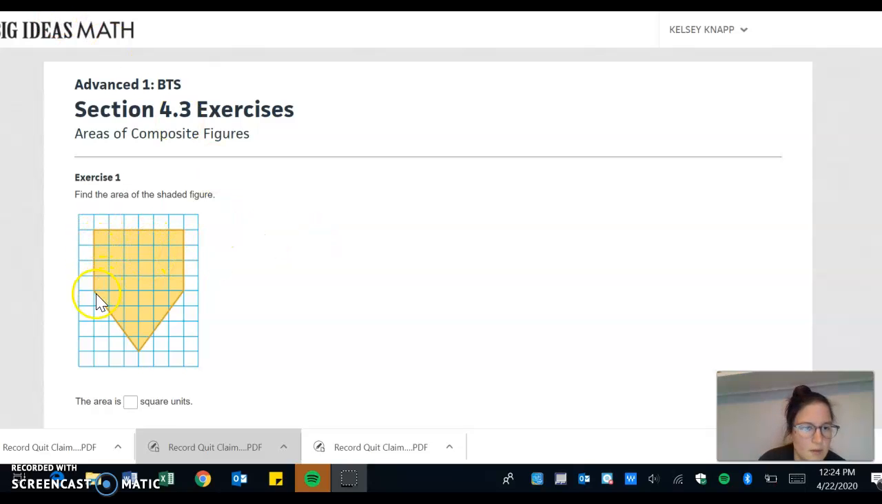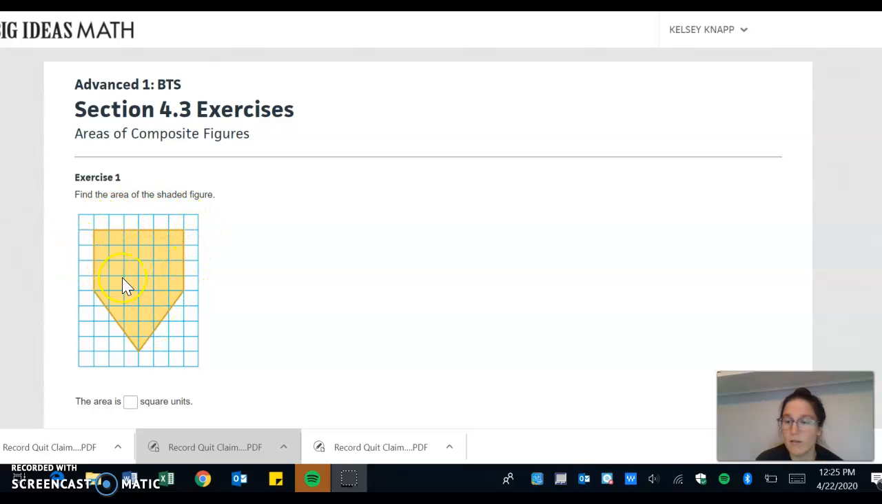So the figure on top is a rectangle, so the area is length times width. So 1, 2, 3, 4 times 1, 2, 3, 4, 5, 6. So 4 times 6. Keep in mind that rectangle is 24. And then the triangle is 1, 2, 3, 4, 5, 6. So that's the base, and the height is 1, 2, 3, 4. So 6 times 4 is 24. Half of that is 12.